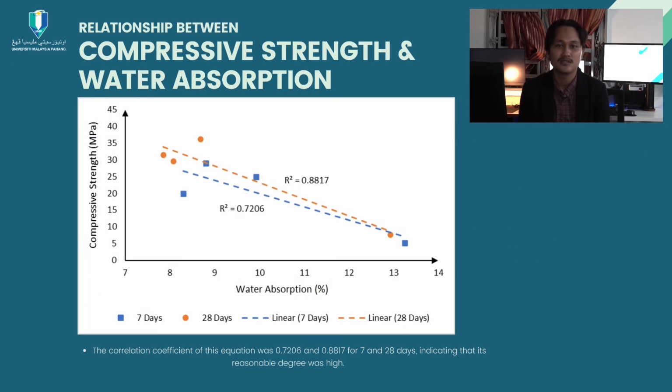The relationship between compressive strength and water absorption. Okay, the correlation coefficient of this equation was 0.7206 and 0.8817 for 7 and 28 days.